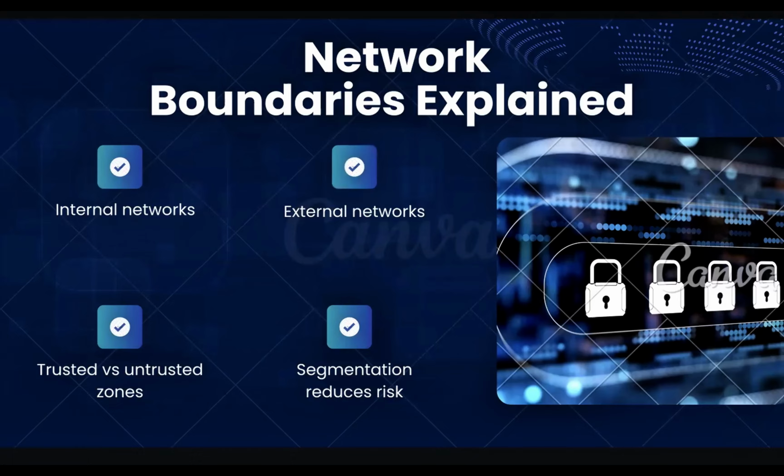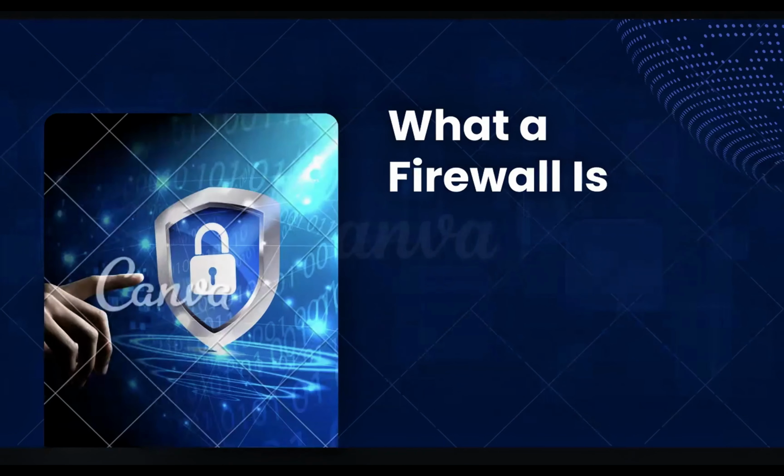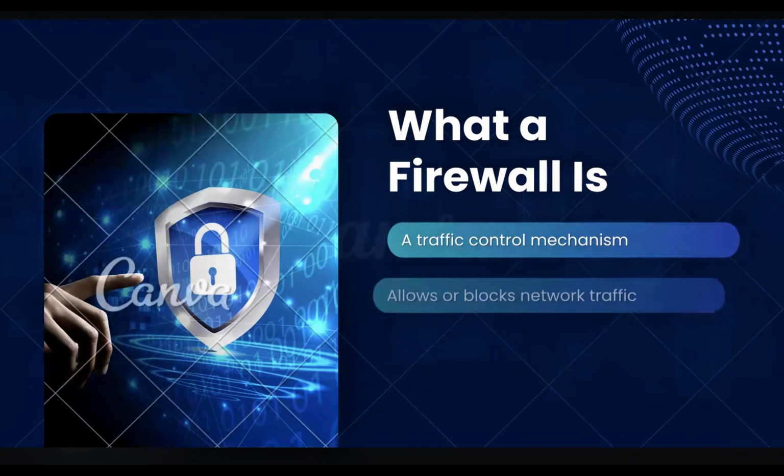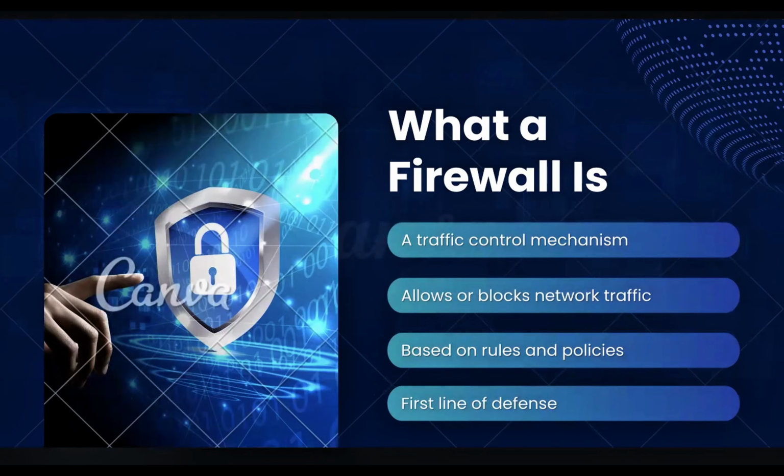Now that we have a good understanding of network boundaries, let's proceed to understand what a firewall is. A firewall controls network traffic. Firewalls act as traffic control mechanisms. They allow or block traffic based on rules. They enforce security policies, and they serve as a first line of defense.